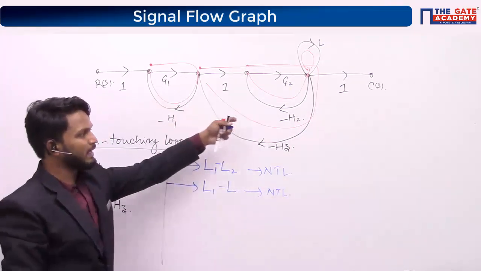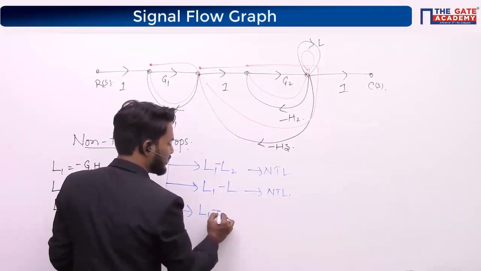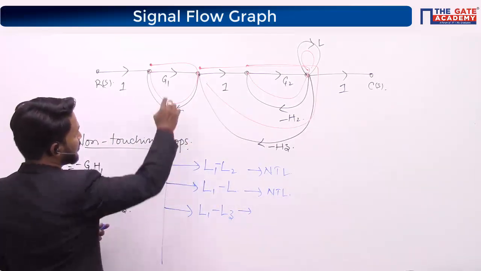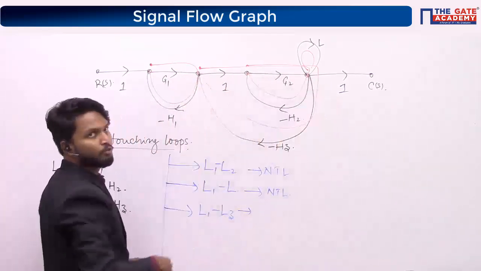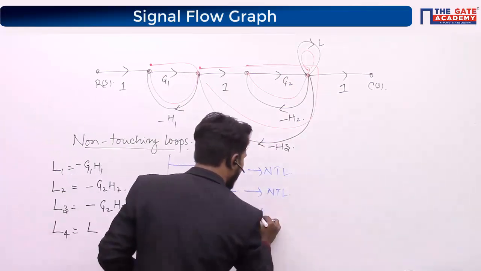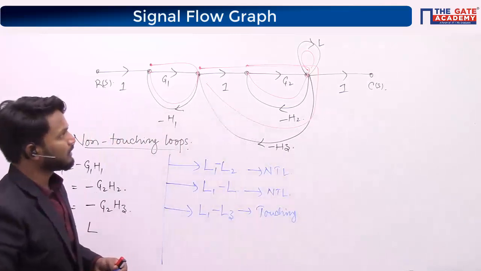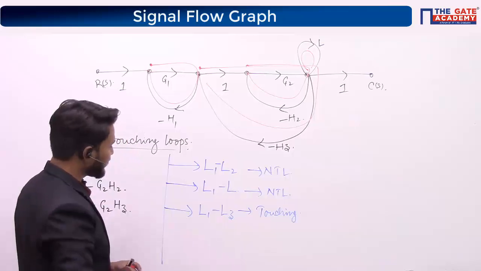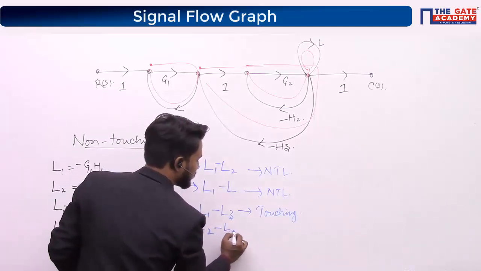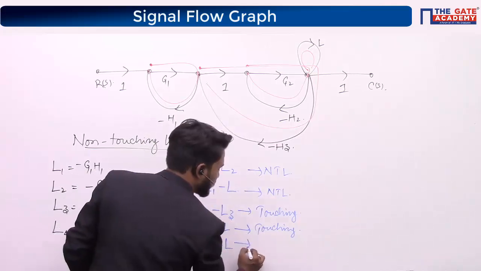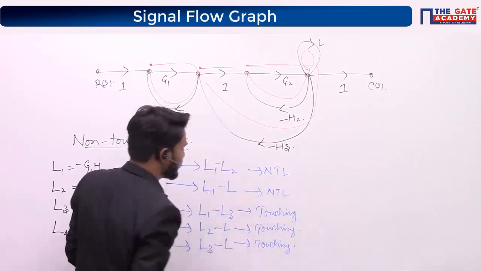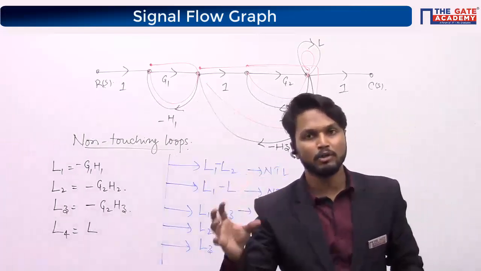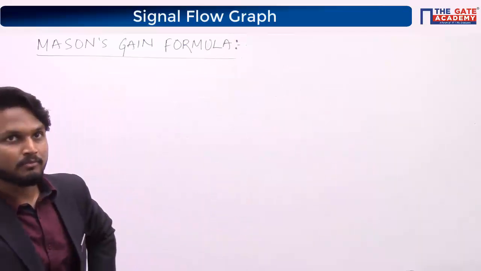Whereas L1 and L3, are they touching each other or not? Touching each other, right? Because this loop is touching this particular loop. Therefore, L1 and L3 are touching. L2 and L, sorry, L3 and L, they are also touching, right? So in this way, you can identify which loops are touching each other and which are not touching each other.